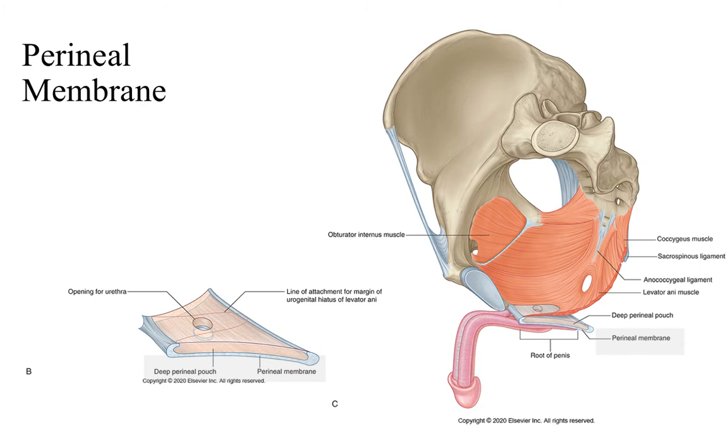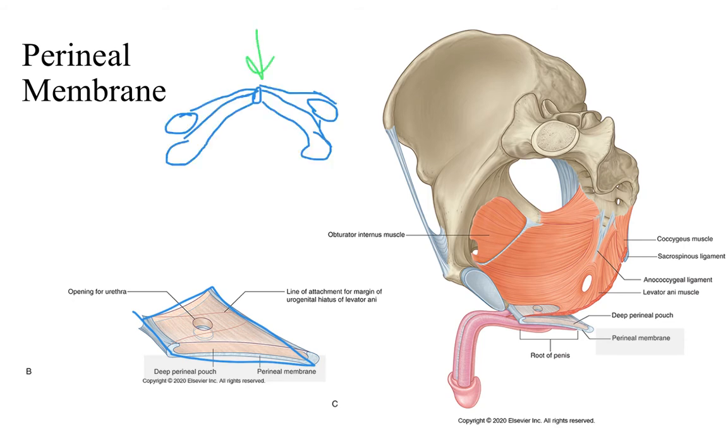Just superficial to the levator ani muscles, we have our perineal membrane. And we've talked about the perineal membrane thus far as being associated with these structures, but what it is specifically is a triangular shaped piece of tough fibrous tissue that sits below the pelvic floor and acts as a supporting structure between the arms of the pubic arch.